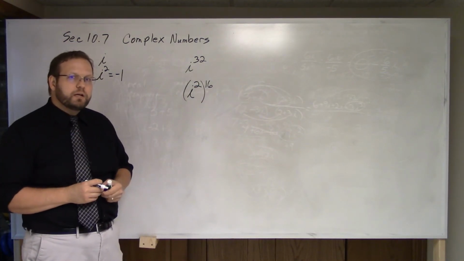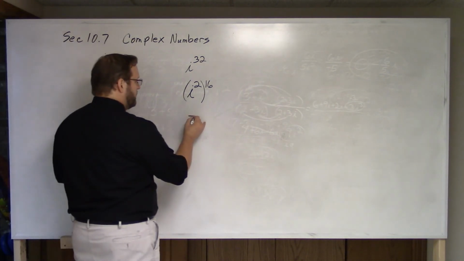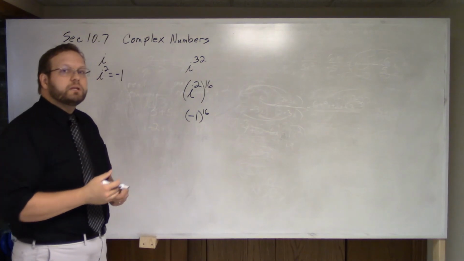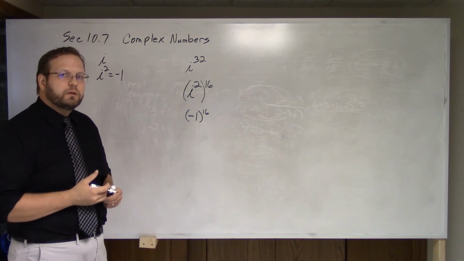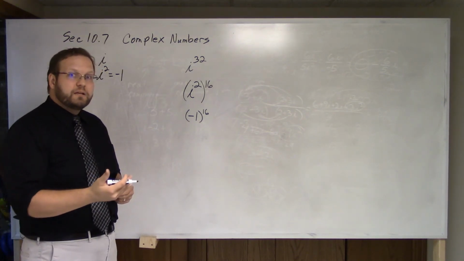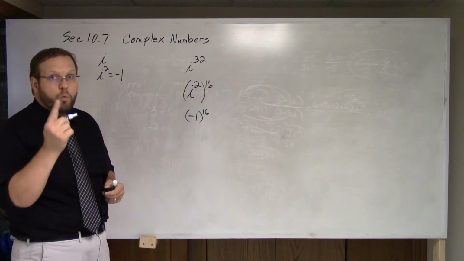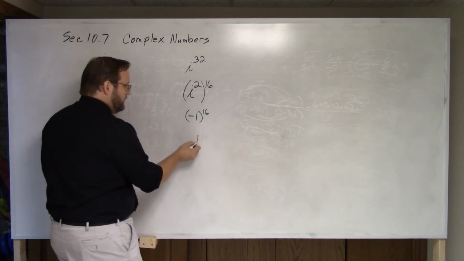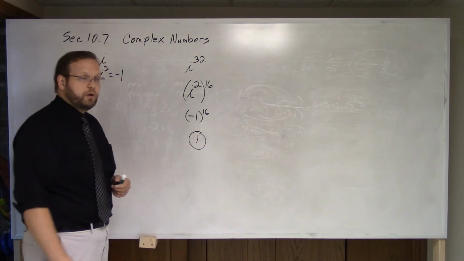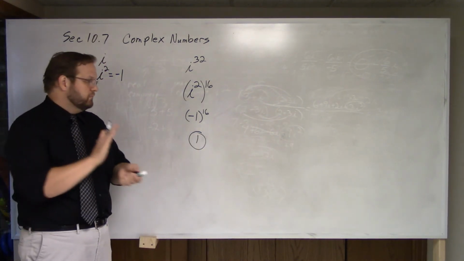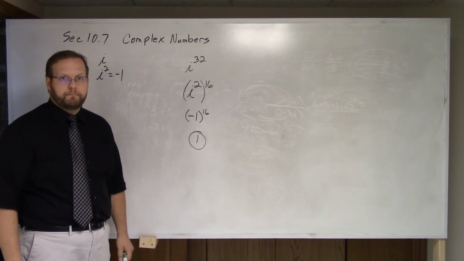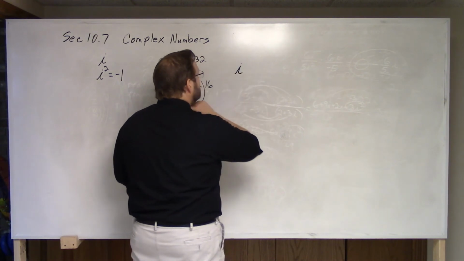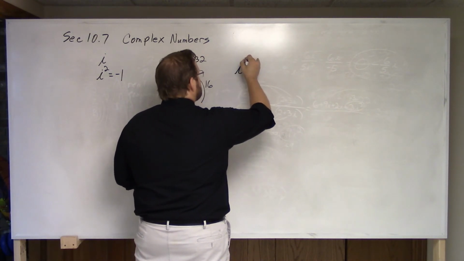Now what does i squared equal? Negative 1. Negative 1 to the 16th, that's an even exponent. So if I have an even number of negatives, they turn positive. 1 to any power is still going to be 1, but it's going to be a positive 1. And there we go. i to the 32nd, that's 1. End of story.